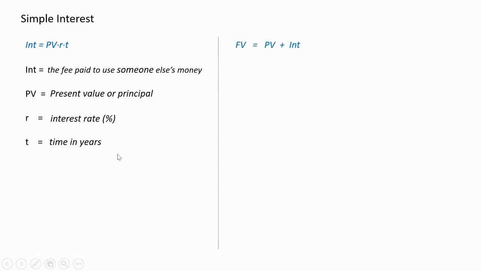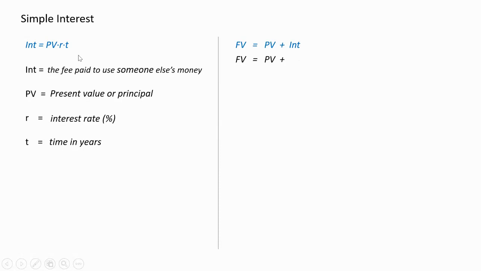Now there are 2 formulas that we're going to be using here. For example, if we get the interest, the future value is equal to PV, which is the present value, plus the interest. But from this formula here, the future value equals present value plus the interest, I'm going to come out with another formula. Let me show you how we do that.